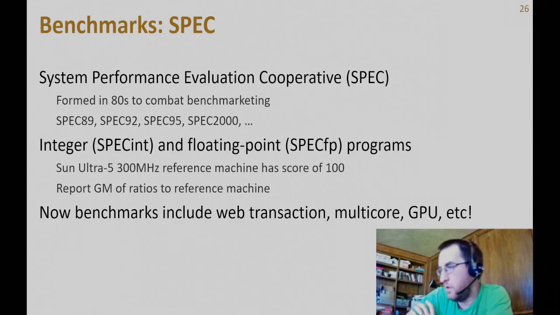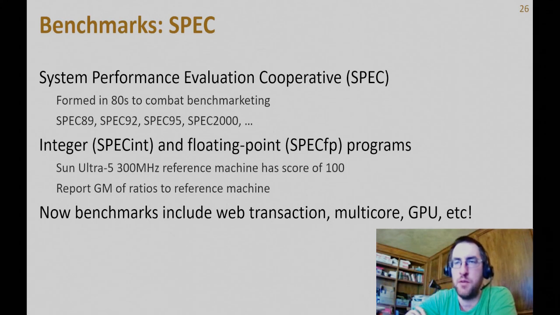And then instruction mixes, which aren't really benchmarks, and we already saw them, is a table of what a representative program executes. One of the more common, prolific, especially historically in computer architecture benchmarks, was the SPEC benchmarks, System Performance Evaluation Cooperative, SPEC. So SPEC's been around since the late 80s. Over time, they evolved their benchmarks in order to try to better characterize the performance of computer systems.